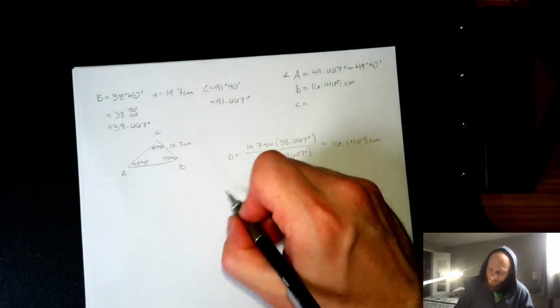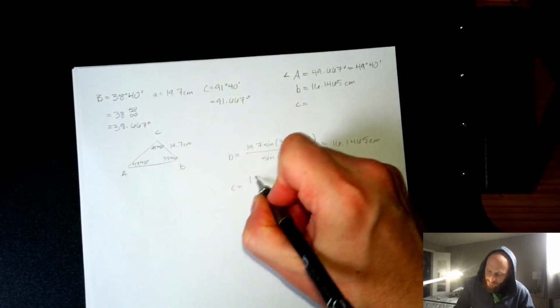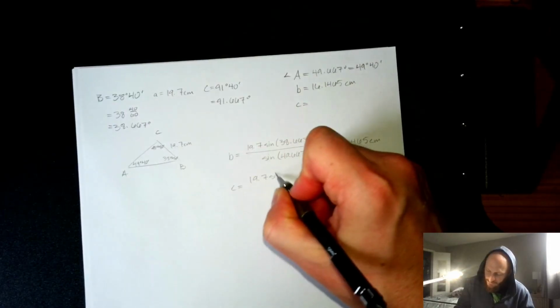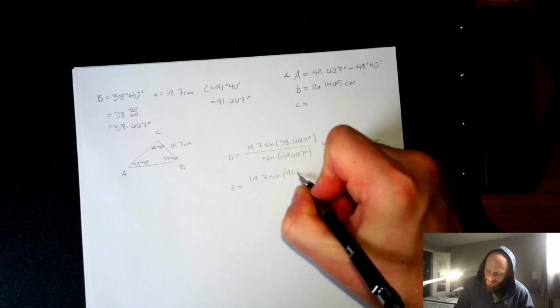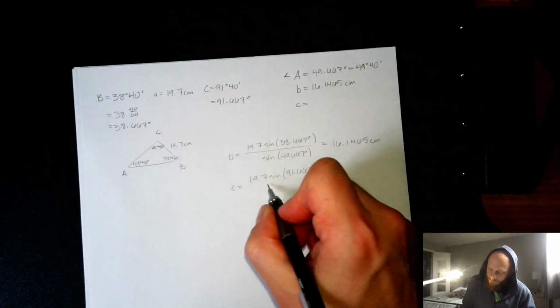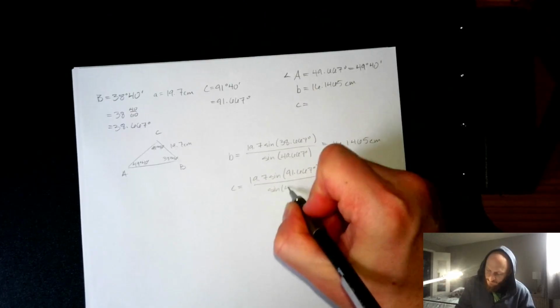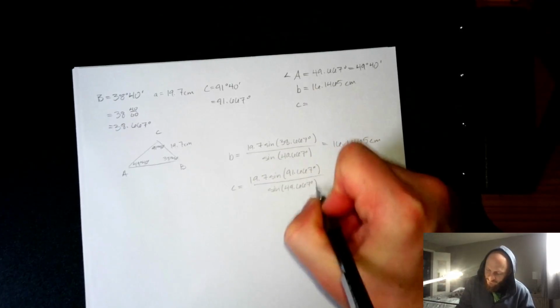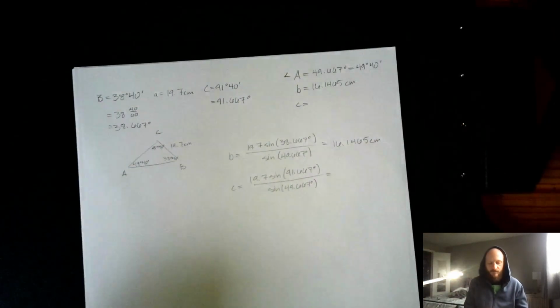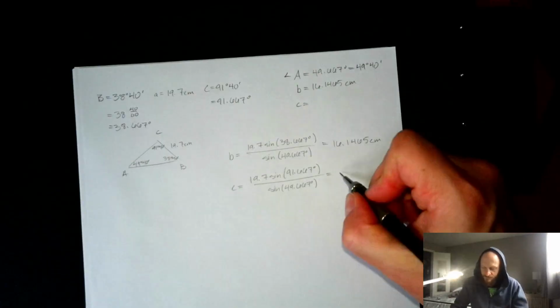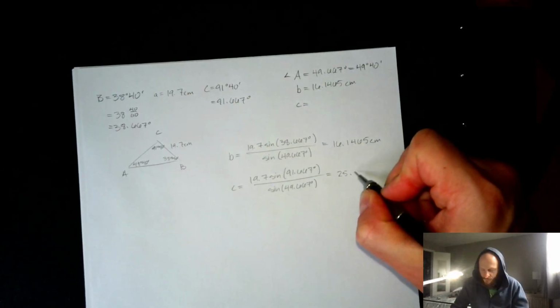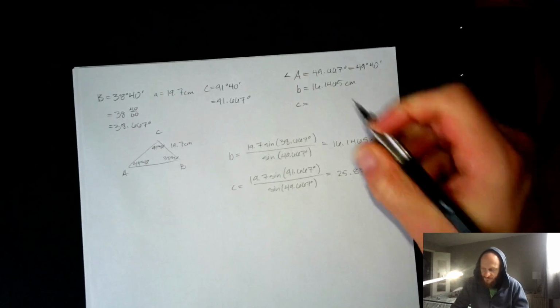And then lastly, C is going to be 19.7 times the sine of angle C, 91.667, over the sine of 49.667 degrees. And what does that come out to? About 25.832 centimeters.